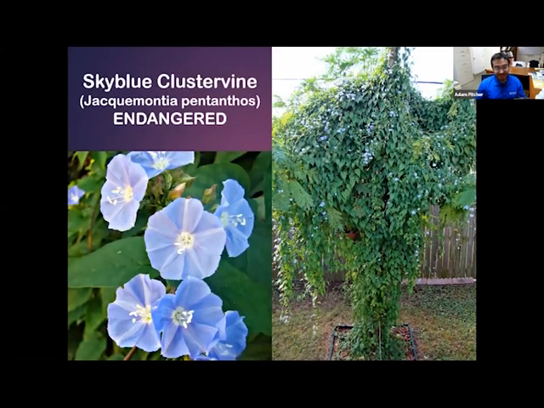This is one of my absolute favorite plants, vine or not, the sky blue cluster vine. This is an endangered species. You can easily get seeds online because it is heavily cultivated, and why wouldn't it be? It's absolutely gorgeous. It is a prolific bloomer, but it really only blooms in winter, which is both good and bad in that it's not going to bloom all year, but it will be blooming heavily when a lot of other things aren't.